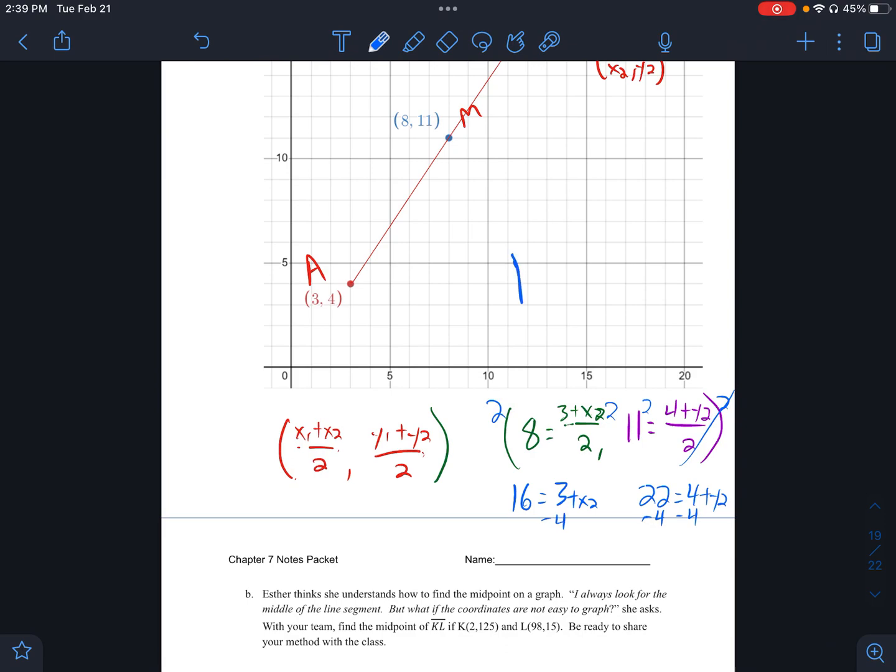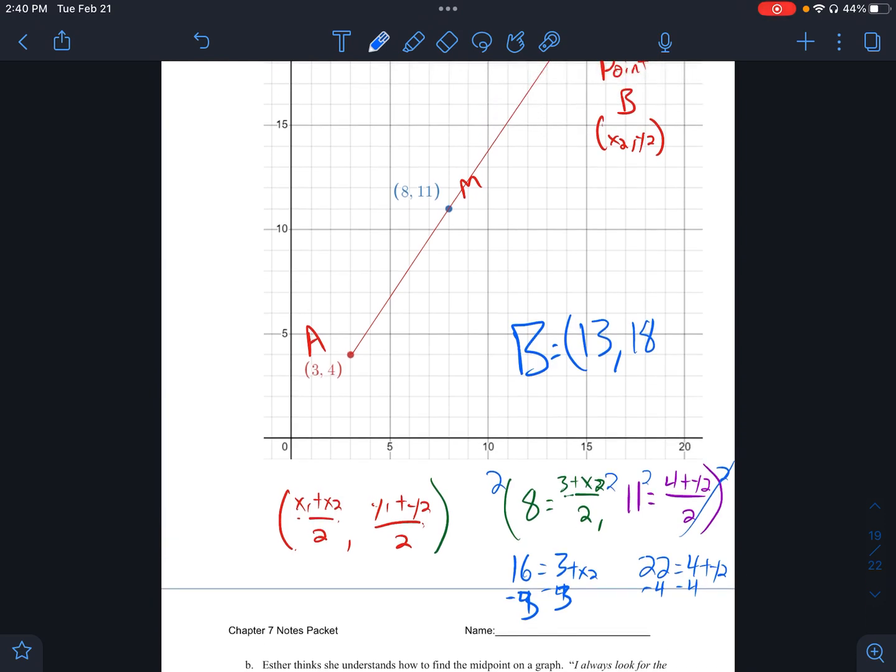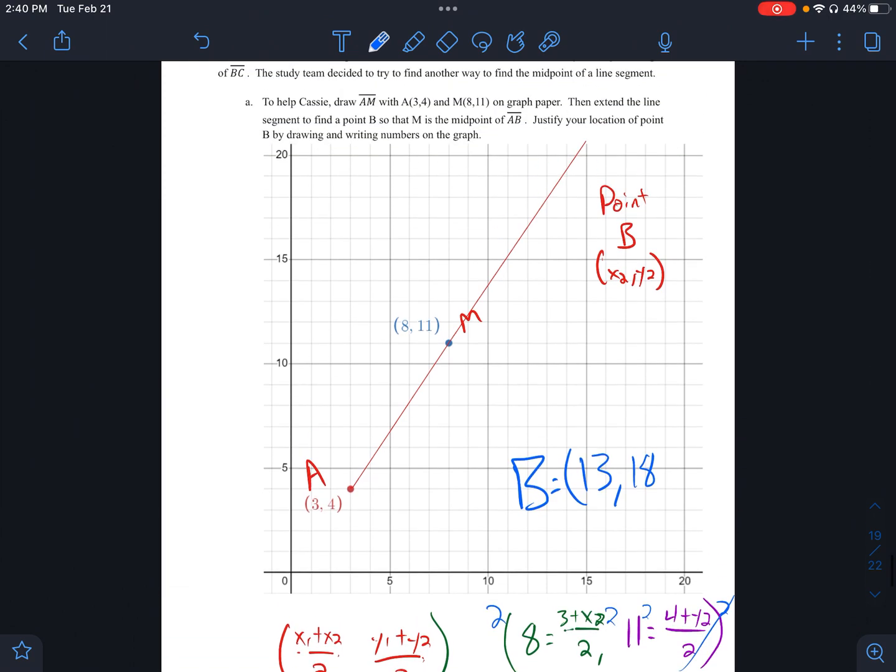And I get B, which I'm going to write up here, is the point 12, subtract 3, 13, and 18. So if I go over here to 13, up to 18, boom, this is point B.